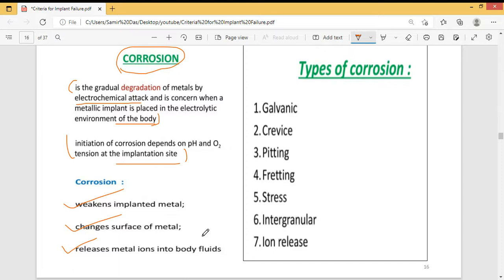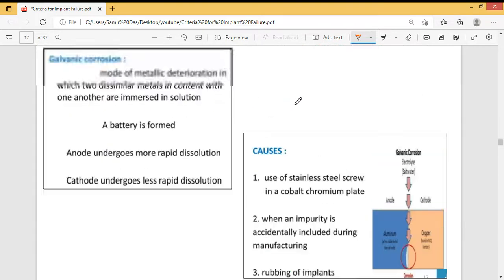And the types of corrosion: galvanic. So there are a few types of corrosion. First is galvanic corrosion, next is crevice corrosion, pitting corrosion, and fretting corrosion. These four are mostly important. Otherwise, stress, intergranular and ion releasing are also kinds of corrosion process. But basically, due to the ion releasing, this kind of galvanic corrosion will come into the picture.